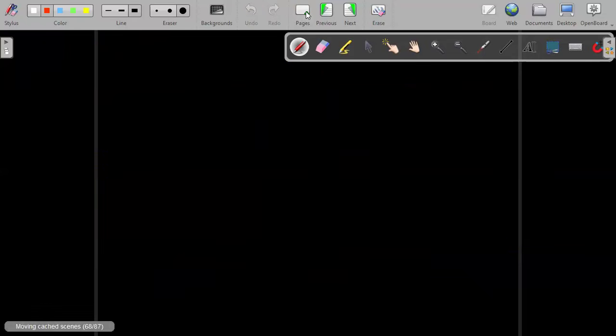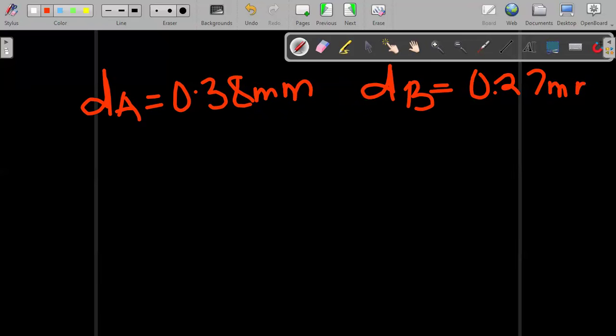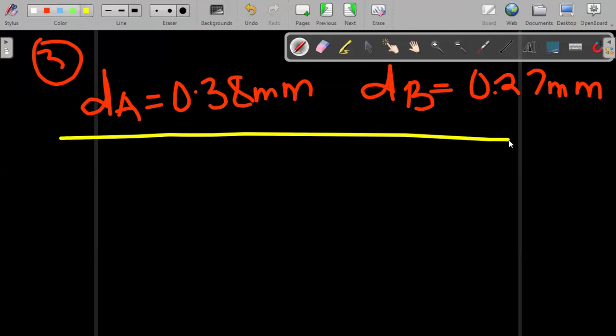So for A, the diameter, which is DA, the value is, because I actually bought the constantan wire, 0.38 millimeter. So these values are correct. The DB, diameter of constantan wire B, is 0.27 millimeter. So we are dealing with question 3 now. These are the values for the constantan wire when you measure it with your micrometer screw gauge. Then the table, just in case, this is how the table comes out.